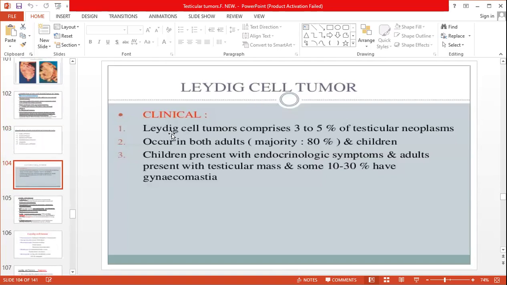Leydig cell tumors, clinically, comprise 3 to 5% of testicular neoplasms and occur in both adults, 80%, and in children. Children present with endocrinological symptoms, and adults present with a testicular mass, and some 10 to 30% have gynecomastia.